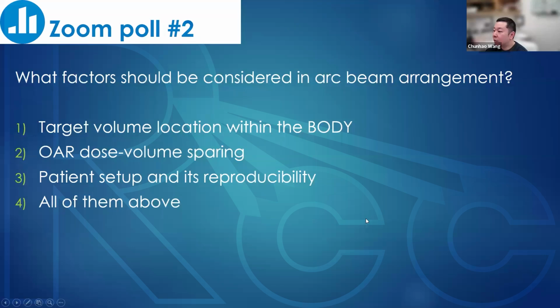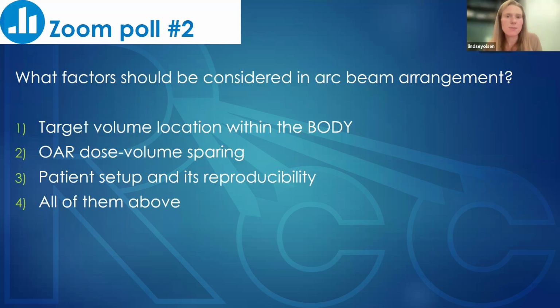Okay, now let's move on to our second Zoom poll. Which factors should be considered in arc beam arrangement? Number 1, target volume location within the body. Number 2, OAR dose volume sparing. Number 3, patient setup and its reproducibility. Number 4, all of the above.